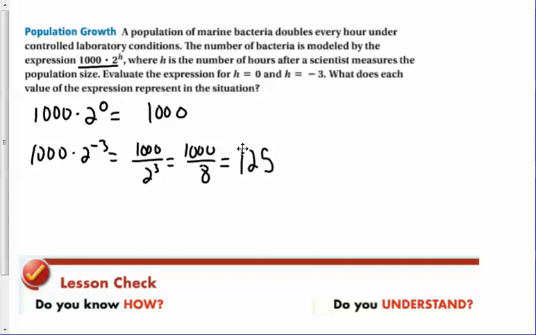Now, what does it mean in this situation? Well, when h is 0, if h stands for the number of hours after a scientist measures the population size, that 0 means right now. No hours have passed, like right now. Now, negative 3 means there would be 125 marine bacteria 3 hours ago, but that population is moving on, moving on, moving on.